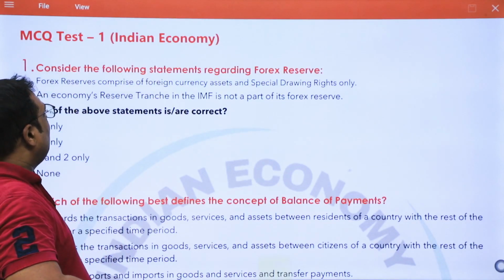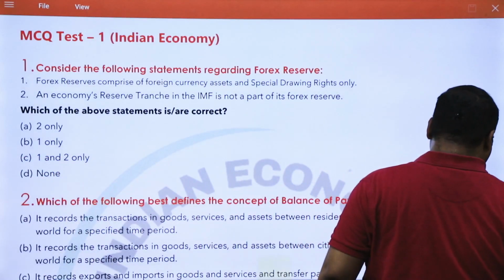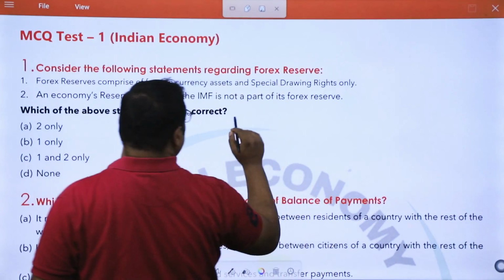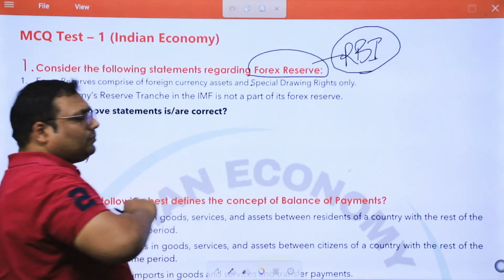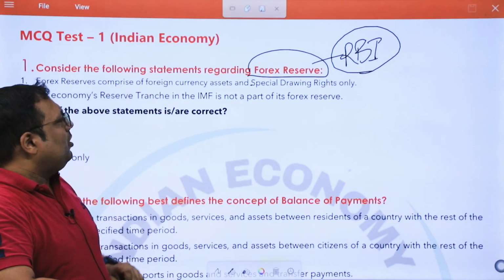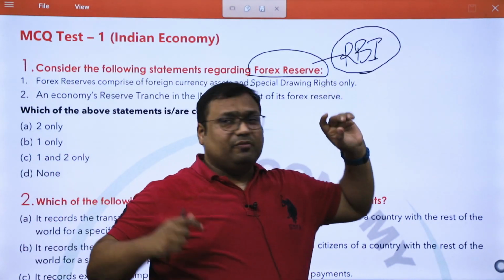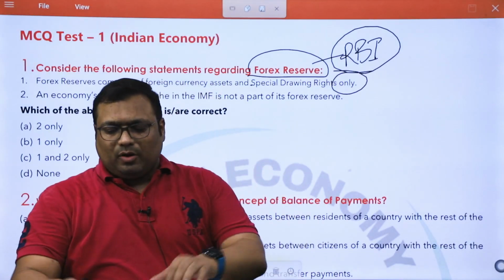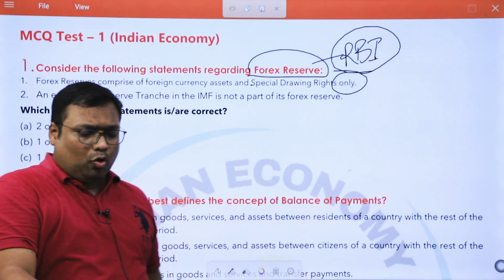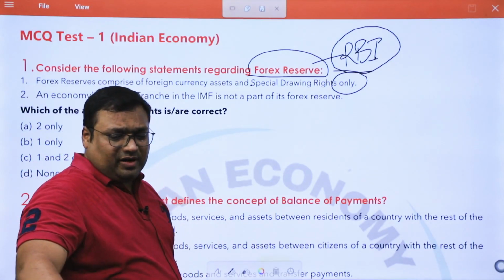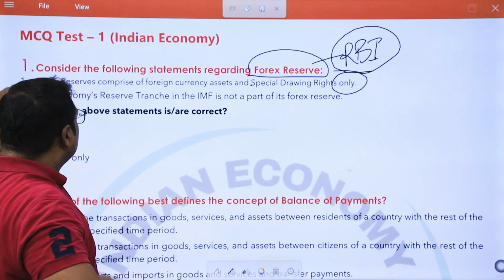Now, question number 1 is, consider the following statement regarding the forex reserves. All of us are aware of forex reserves that are maintained by which organization, by the way? They are maintained by RBI. Now, forex reserve comprise of foreign currency assets and special drawing rights only. Since we have been given "only", this is wrong. It can't be only, because there is more to it. There is credit tranche, there is reserve tranche, there is gold, and there is a lot more. So we definitely have a lot in the forex reserve, and it is not just the foreign currency and SDR. So the first statement is wrong.